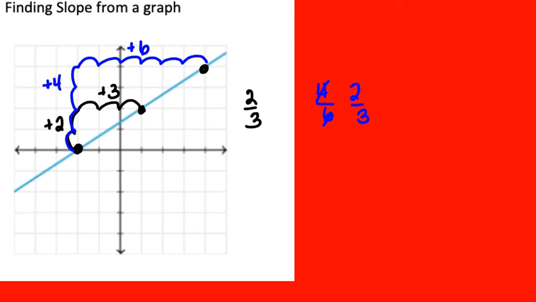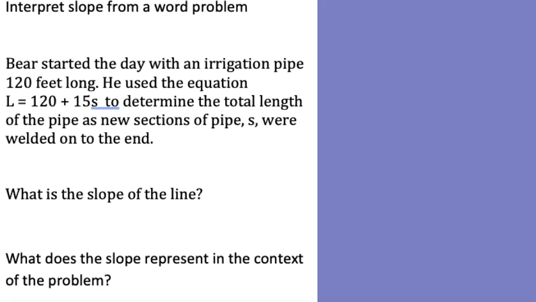All right, and then another way to consider slope is actually when we have to interpret slope from a word problem. So Bear started the day with an irrigation pipe that was 120 feet long. He used the equation L equals 120 plus 15S to determine the total length of the pipe as new sections of pipe S were welded onto the end. What's the slope of the line?